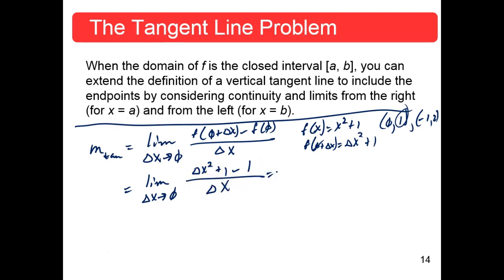Okay? And what do we have here? 1 minus 1 is 0. So this would be the limit as delta x is approaching 0 of delta x squared over delta x. That would just be delta x. Okay? And what's the limit of delta x as delta x is approaching 0? 0, right? Because delta x is approaching 0, you plug in a 0 here, and a 0 here, right? Okay. So that's your slope when at the point 0, 1.